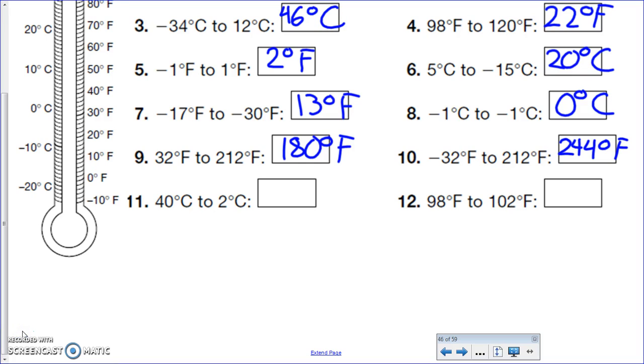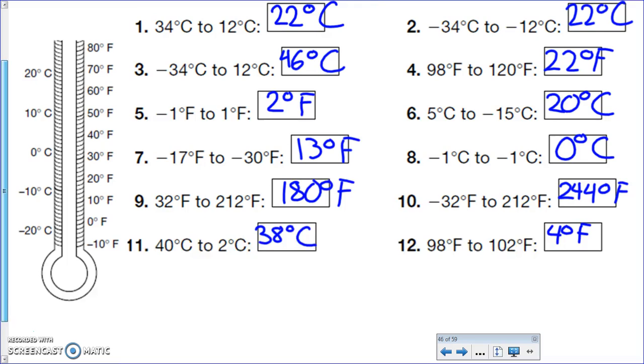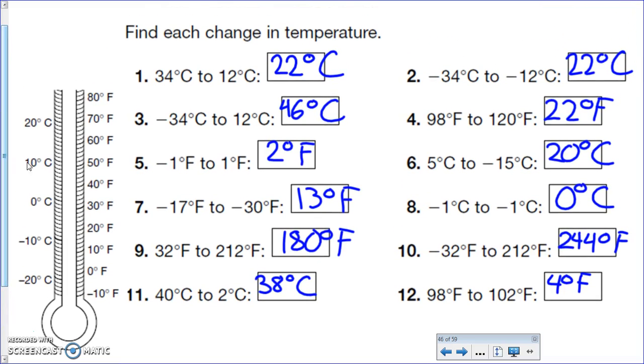For 11, we have 40 degrees Celsius to 2 degrees Celsius. So we subtract. 40 minus 2 is 38 degrees Celsius. For 12, we have 98 degrees Fahrenheit to 102 degrees Fahrenheit. They both have the same sign, so we're going to subtract. 102 minus 98 gives us 4 degrees Fahrenheit. Make sure you have all of the work copied down and then glue both pages in your math notebook.